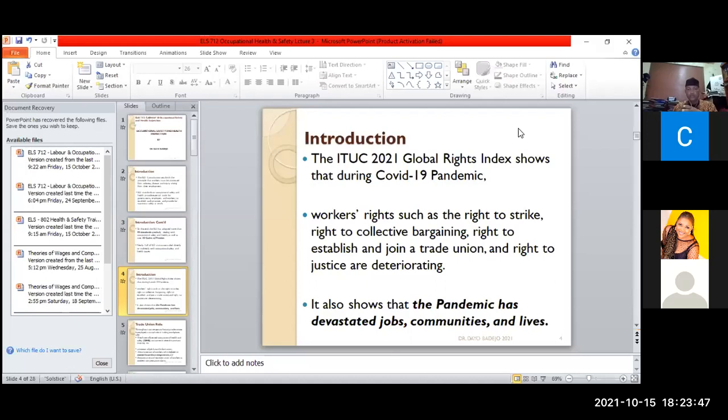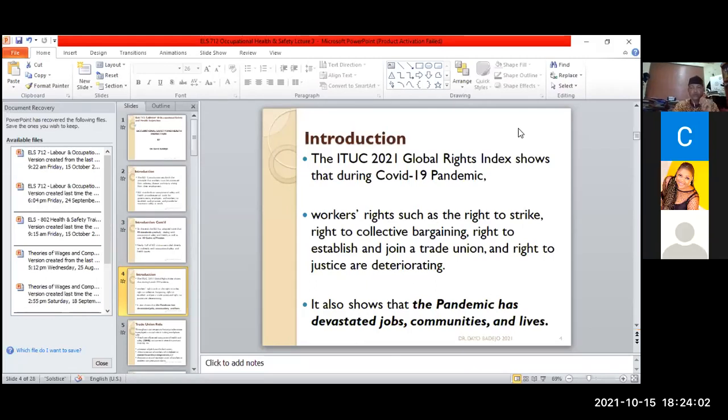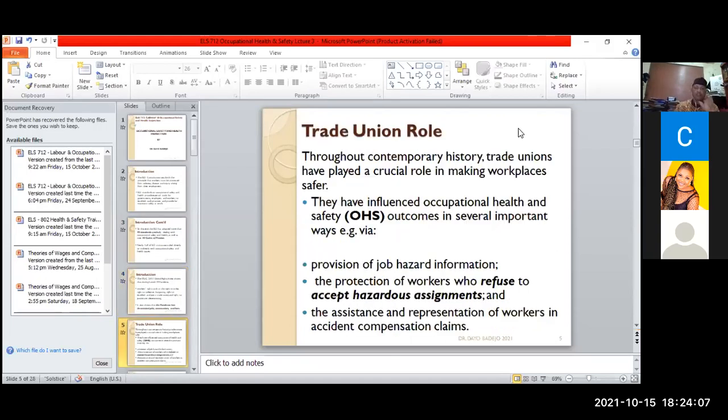Of course, it also shows that the pandemic has devastated jobs. Many have lost their jobs. Communities have lost so many things. And we have also lost people, lives. This exposed the fact that even in the place of work, some things are still not in place. So the trade union has a role to play in this.